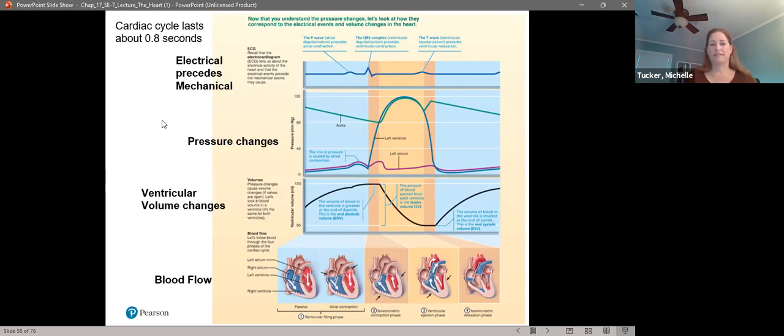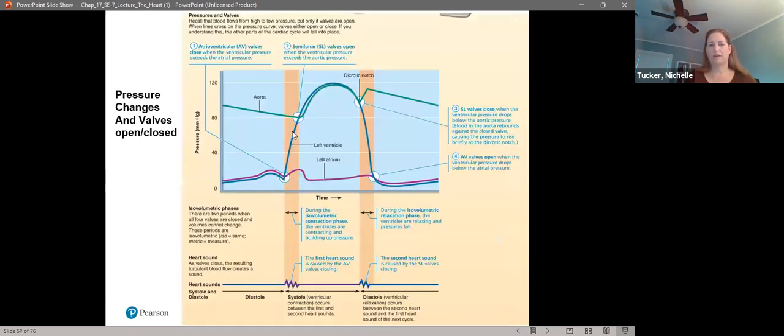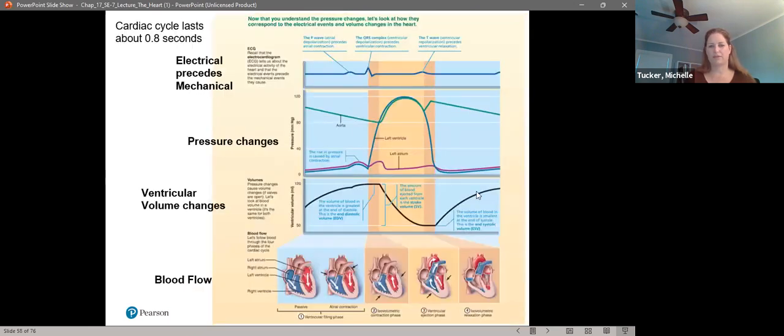For the phases of the cardiac cycle, you need to understand what events are happening, what is going on with the valves. Okay, that's these circles here on this graph. And then what is going on with ventricular pressure and ventricular volume.